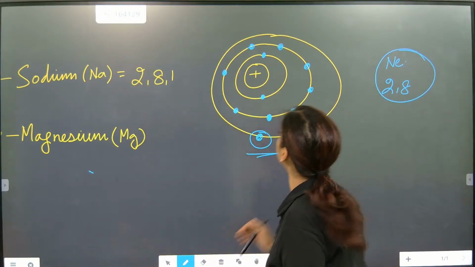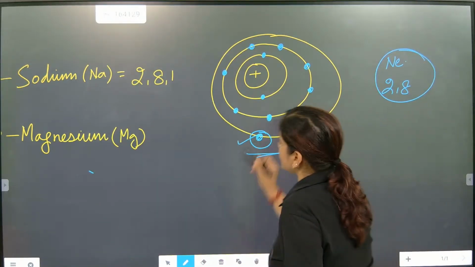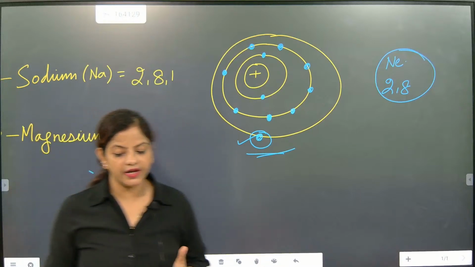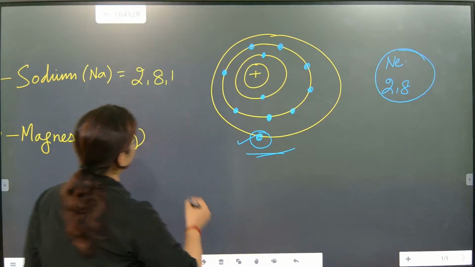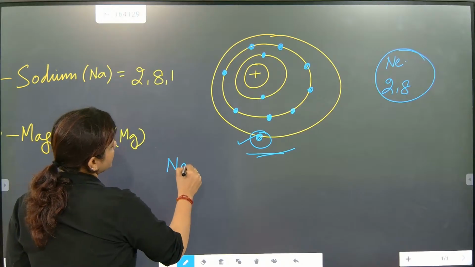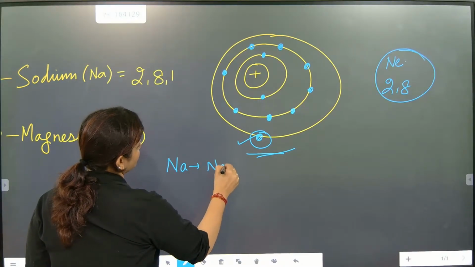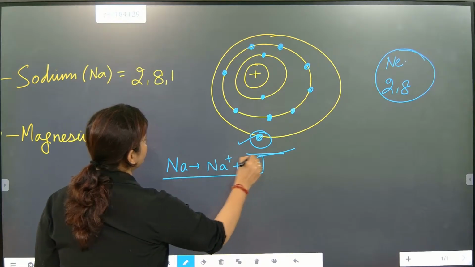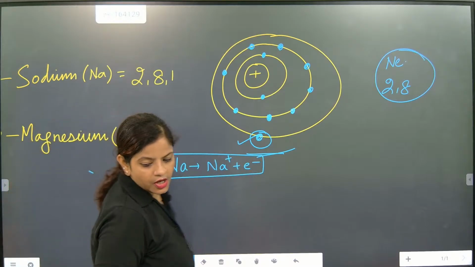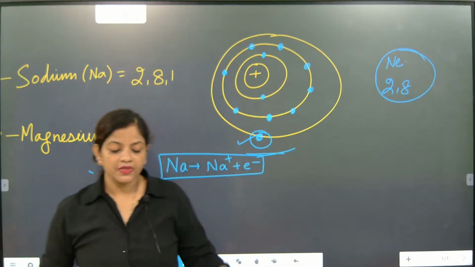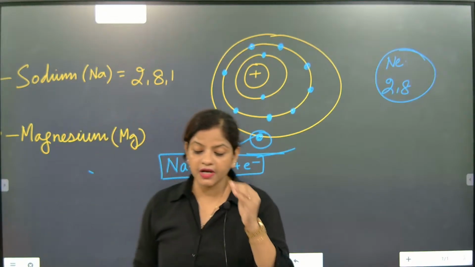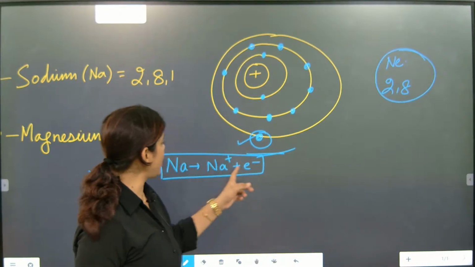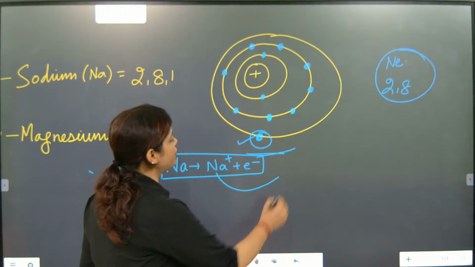So we are going to remove this one electron. Once it has the capacity to lose one electron, it becomes electropositive. Sodium gives its one electron and becomes electropositive. Once the sodium atom gives one electron, it becomes a sodium ion. Now the sodium ion is similar to neon.